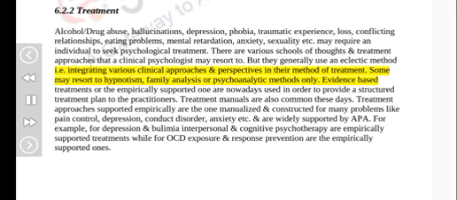Some may resort to hypnotism, family analysis or psychoanalytic methods only. Evidence-based treatments are the empirically supported ones nowadays used in order to provide a structured treatment plan to the practitioners. Treatment manuals are also common these days. Treatment approaches supported empirically are the ones manualized and constructed for many problems like pain control, depression, conduct disorder, anxiety, etc. and are widely supported by APA. For example, for depression and bulimia, interpersonal and cognitive psychotherapy are empirically supported treatments, while for OCD, exposure and response prevention are the empirically supported ones.